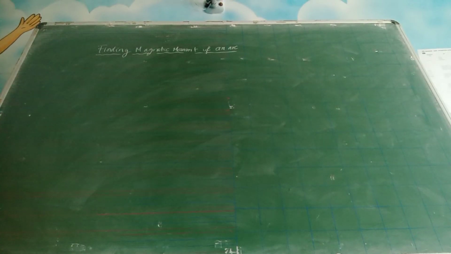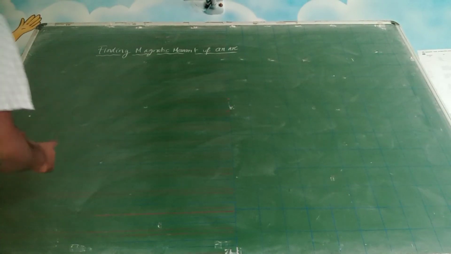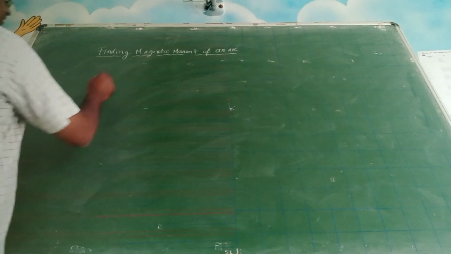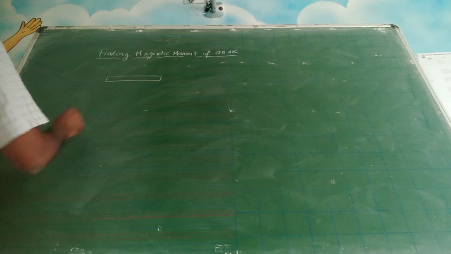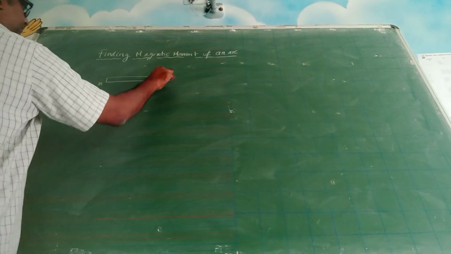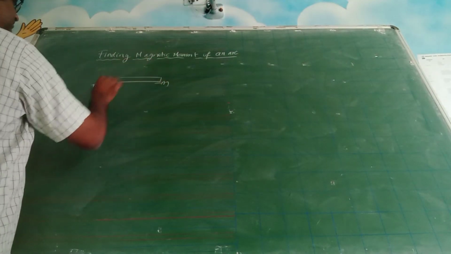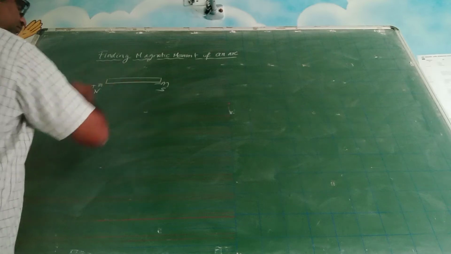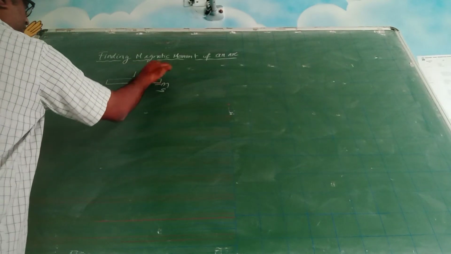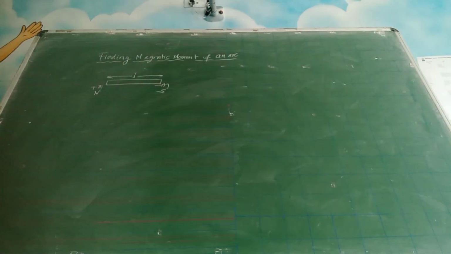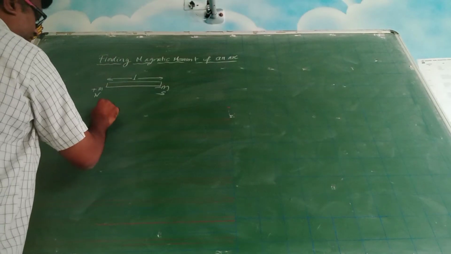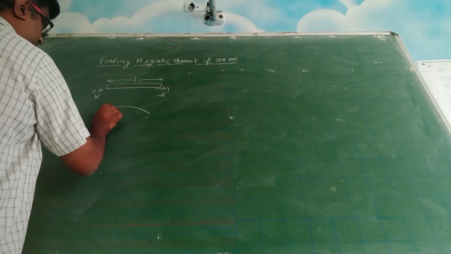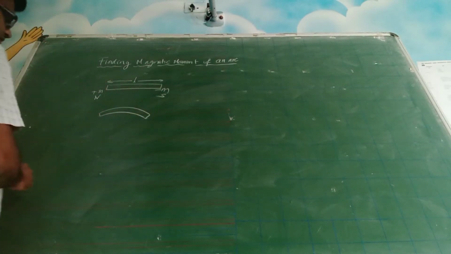Okay, let us discuss how to find the magnetic moment of an arc. Let us say you have a bar magnet like this. Its pole strength is M, plus M and minus M, north pole and south pole. The length was equal to L. Now you have bent this particular magnet in this shape, in the form of an arc.